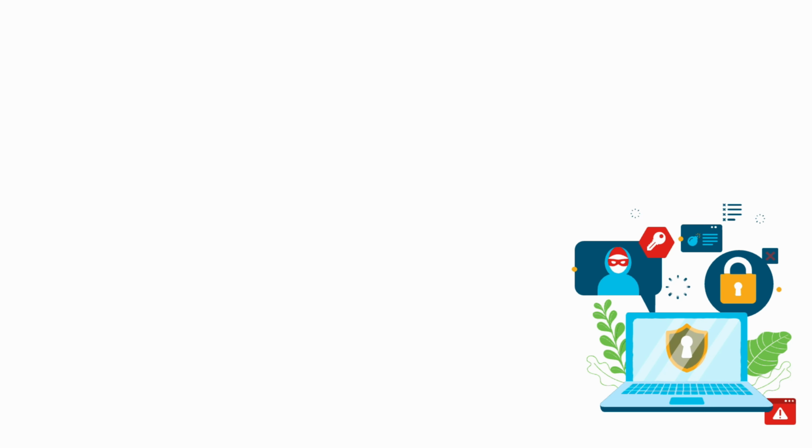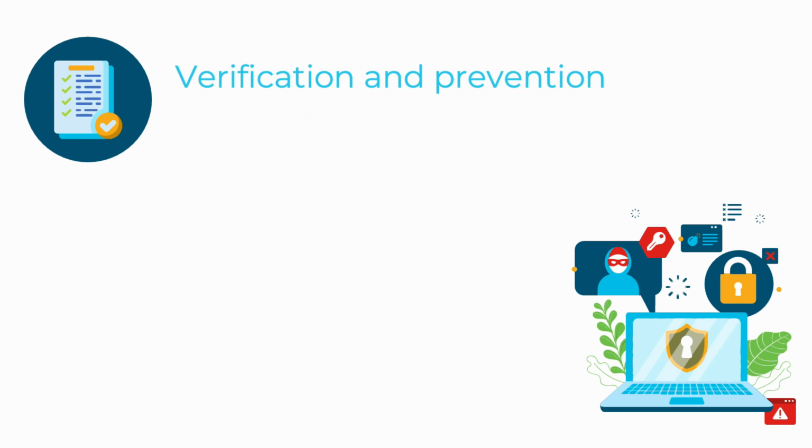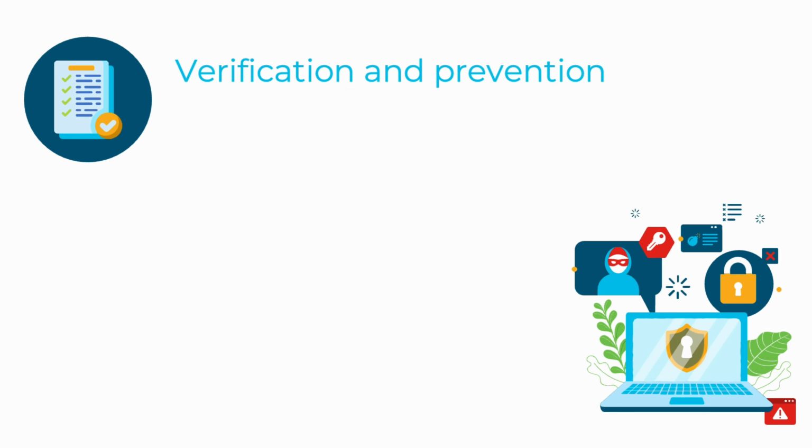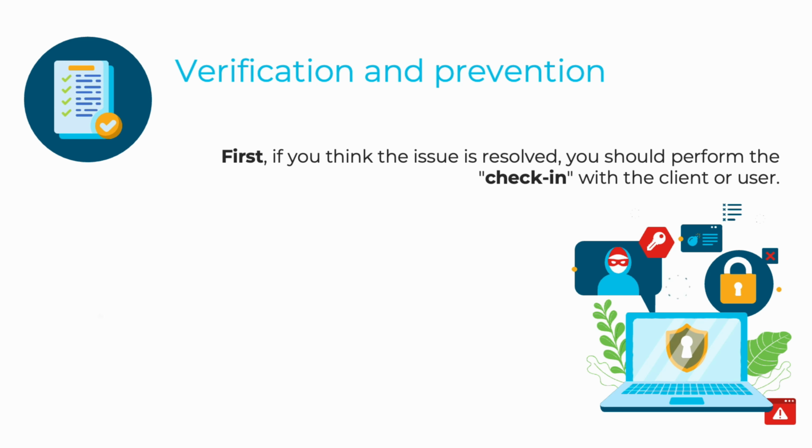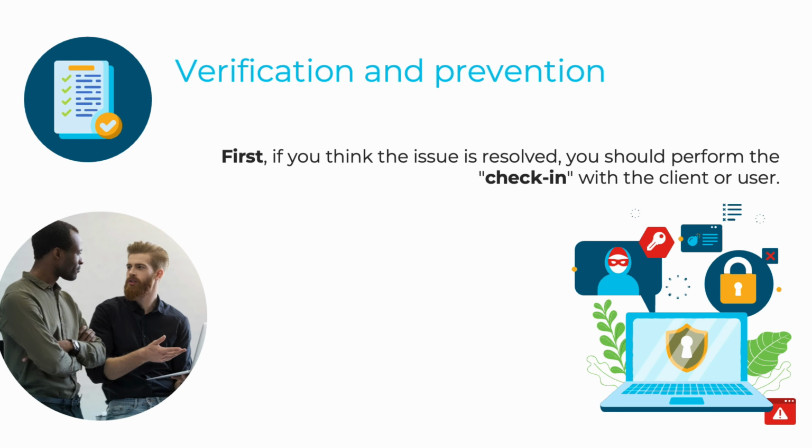You've just solved the problem, or at least you think the problem is solved, so you'll be able to start the verification process, adding a little touch of prevention. First, if you think the issue is resolved, you should perform the check-in with the client or user. For example, if it was a printer problem and your theory pointed to the print spooler service that would be blocked, after restarting it, you should ask the client to print a few pages in front of you to check that it works. That way, you might even see if it's not a user error that is causing the problem.